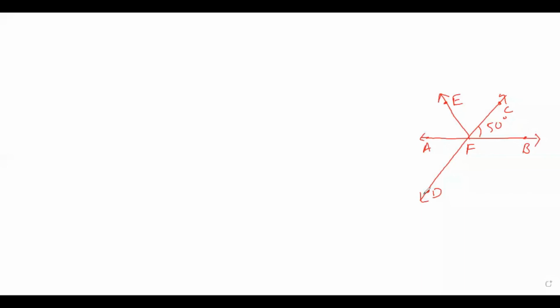So the question is, in the adjoining figure, line AB and CD intersect at F. If angle EFA is equal to angle AFD, that means if these two angles are equal, and angle CFB is given 50 degree, then find the angle EFC. That means this angle you have to find out.